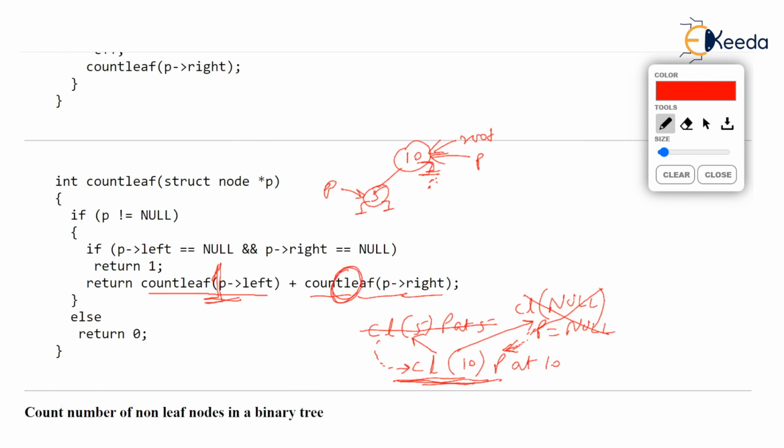And now finally count leaf 10, where we are back at, will return 1 plus 0. 1 plus 0 is 1. And indeed the tree is having one leaf. I hope you have understood enough of it.